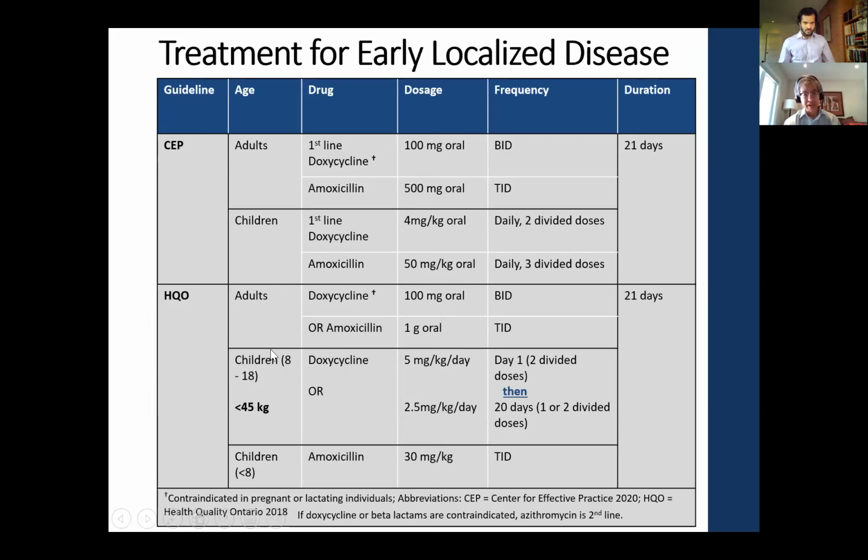Doxycycline in these guidelines was for just 8 to 18 years of age. They looked at a loading dose and then a regular dose after, and amoxicillin for less than 8 years of age. From a practical perspective, I just use doxycycline as first line for adults, because there are some guidelines that recommend it as a first line, and some patients come in who expect doxycycline because when they read on the internet, many websites do say first line. Many of them are from Lyme advocates.